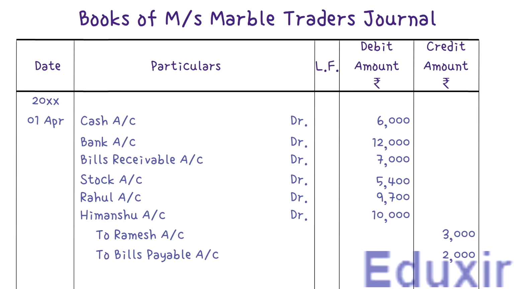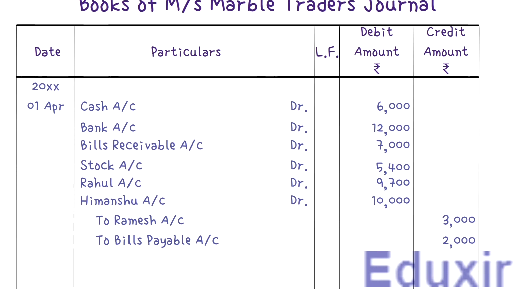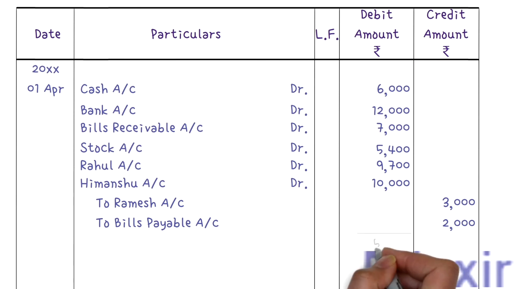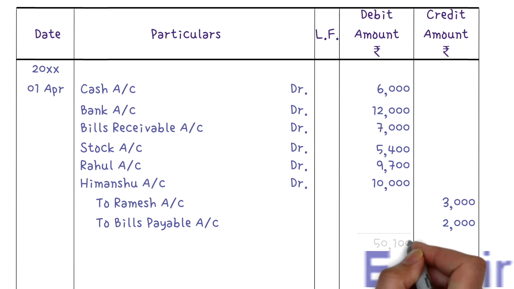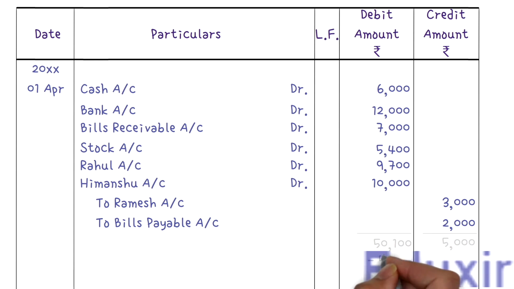So let us see whether the balances are balancing. If you carefully observe, the total of the debit entries is more than the total of the credit entries. To balance this, we should find the difference. Now, the total of the debit entries is 50,100 rupees and the total of the credit entries is 5,000 rupees. From 50,100 rupees, if you subtract 5,000 rupees, we get 45,100 rupees.